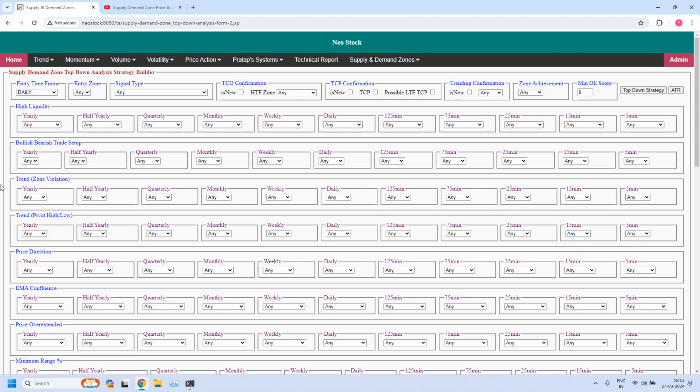In this video, let us find the stocks which are near to the demand zone and supply zone for all the time frames. We will also identify high liquidity demand and supply zones for daily time frame and 75 minutes time frame.